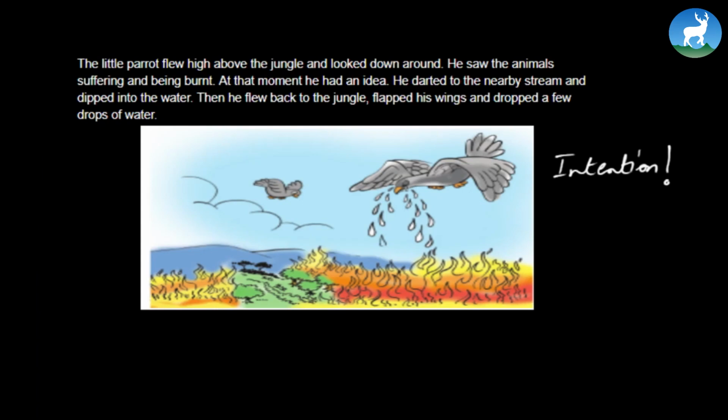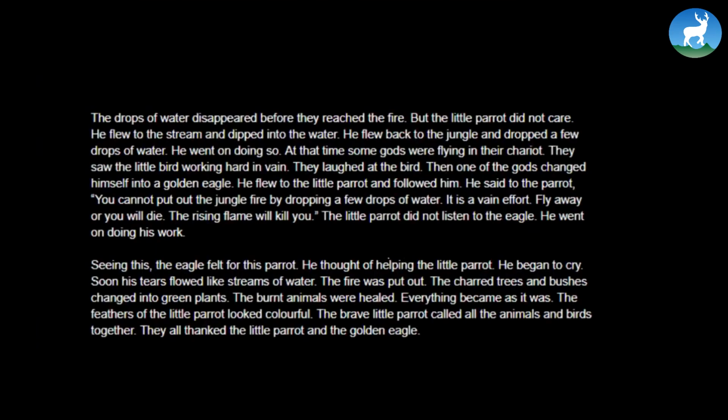Let's continue the story. The drops of water disappeared before they reached the fire, but the little parrot did not care. He flew to the stream and dipped into the water. He flew back to the jungle and dropped a few drops of water. He went on doing so. At that time, some gods were flying in their chariot. They saw the little bird working hard in vain. They laughed at the bird. Then one of the gods changed himself into a golden eagle. He flew to the little parrot and followed him.